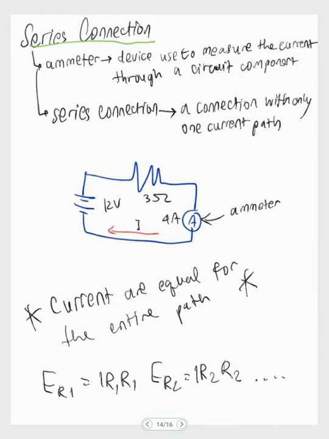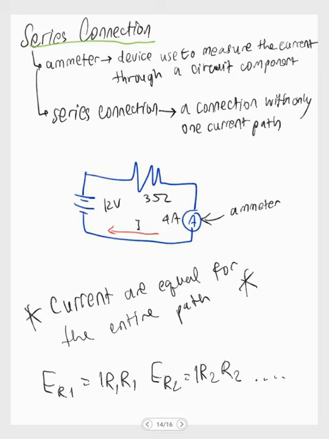And the next one would be the series connection. The ammeter is the device used to measure a current through a circuit component, and a series connection means a connection with only one current path. The current is equal for the entire path, and here's the formula. E_R1 is equal to I_R1 times R1, E_R2 is equal to I_R2 times R2, and so on.